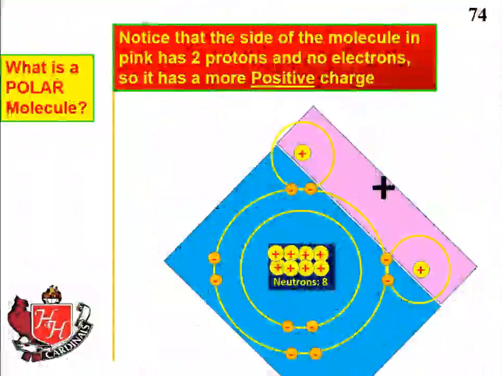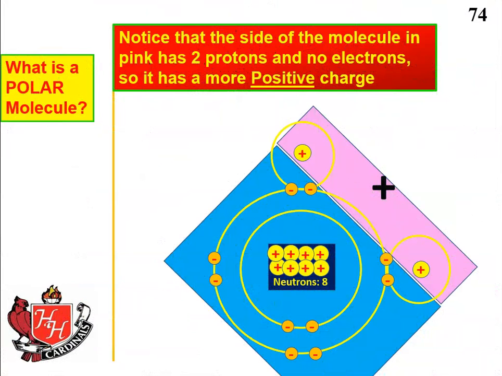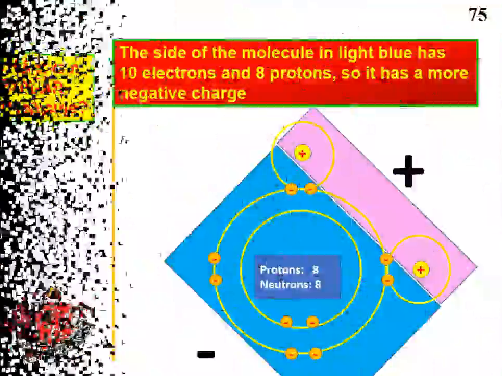So if you look at this diagram, I've made these separate sections, and notice the side of the molecule in pink has 2 protons and no electrons. So if you just looked at what's inside that pink rectangle, you only have 2 positive charges. That means that area is positively charged. That side of the water molecule is positively charged because it has those 2 protons. Those come from the hydrogen atoms. Those are the nucleus of the hydrogen atoms. They are off to that side, and so that side has a positive charge.